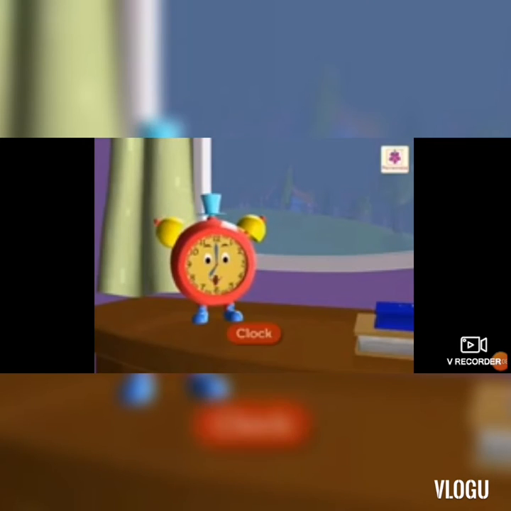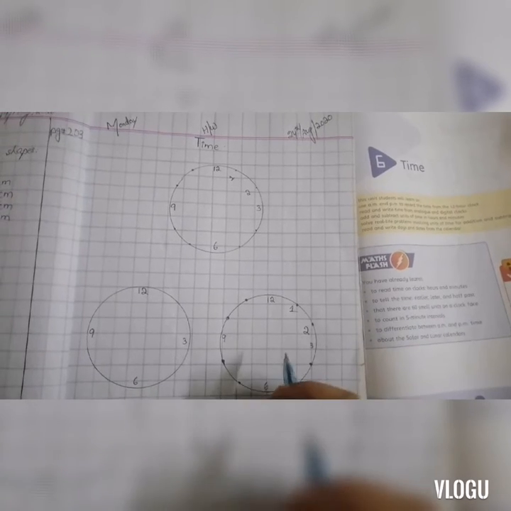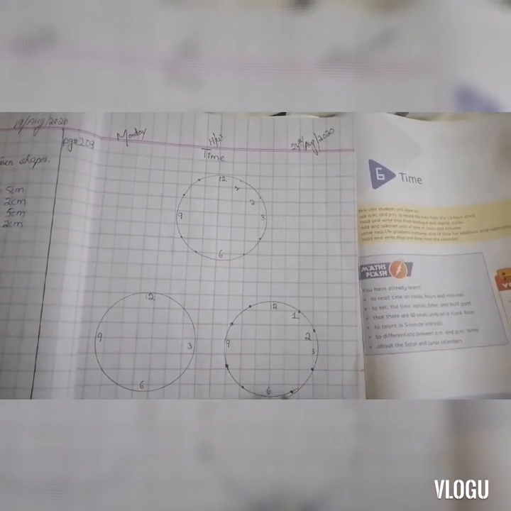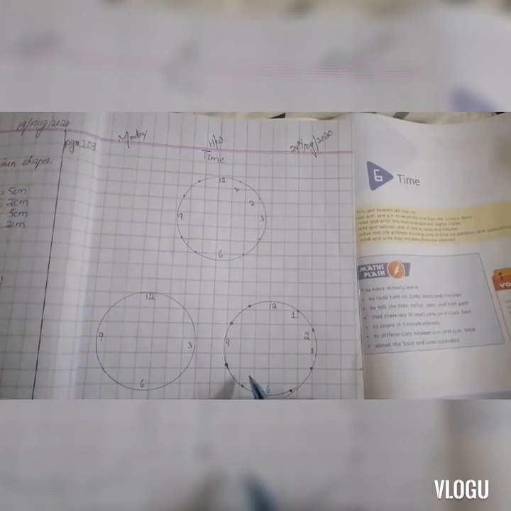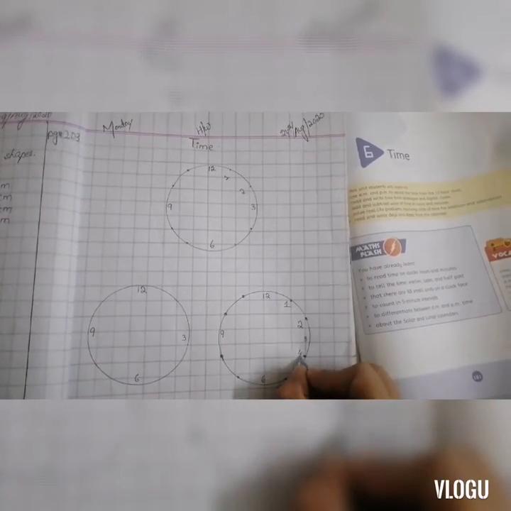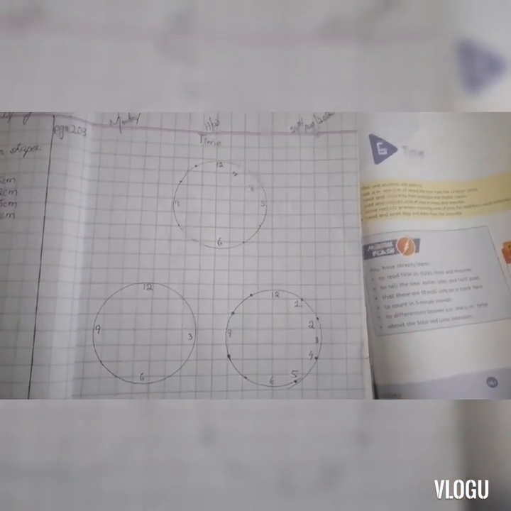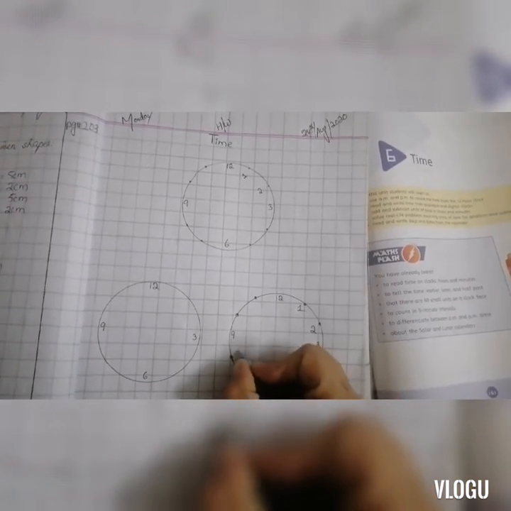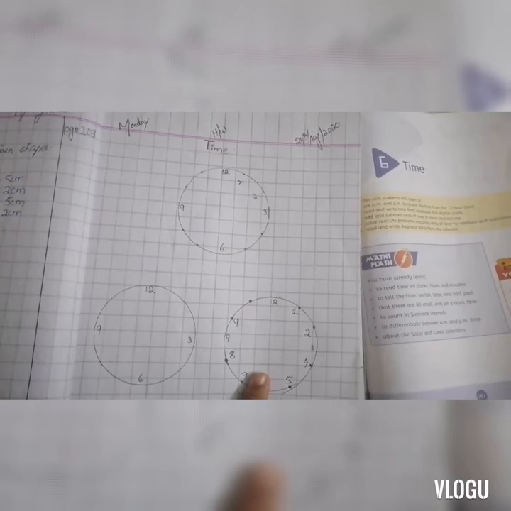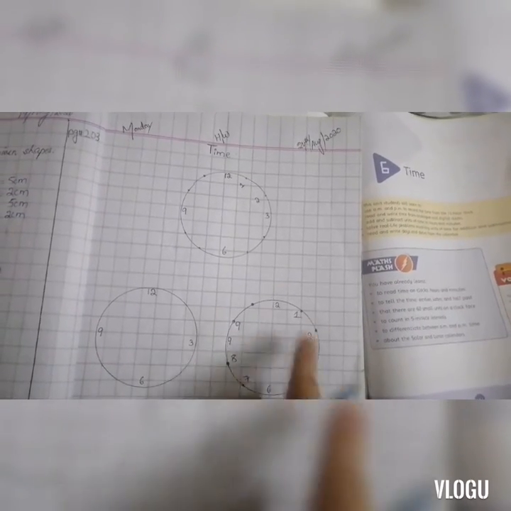Hey, I am a clock. Let's start with the basics of the clock. The hands of the clock are always moving around in a circle. The first clock we see is the analog clock. This whole circle has lines and numbers on it and is the face of the clock.